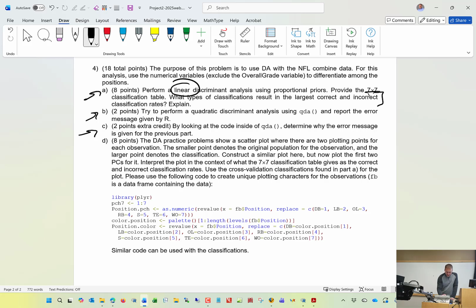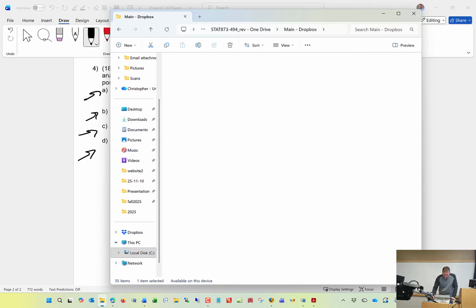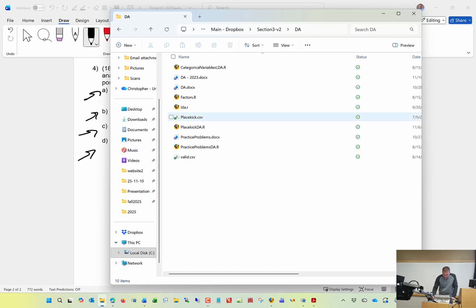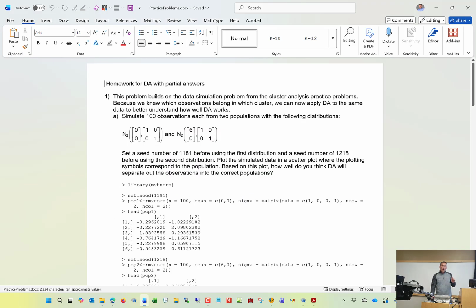Lastly, for 8 points, part D. There's a type of plot, and I had this all open before I got here today, and I don't know what happened. There's a type of plot in the practice problems that I want you to do relative to this particular problem.